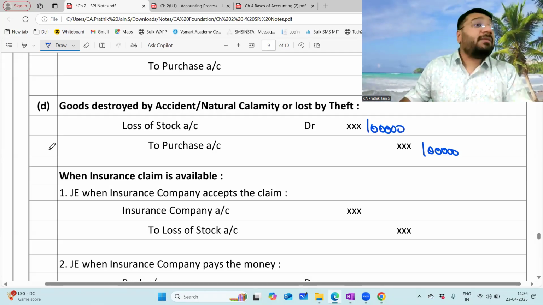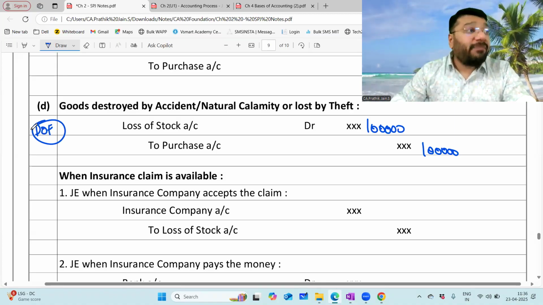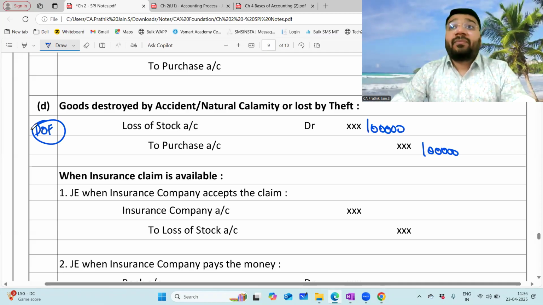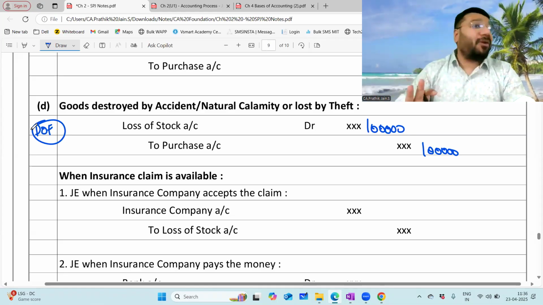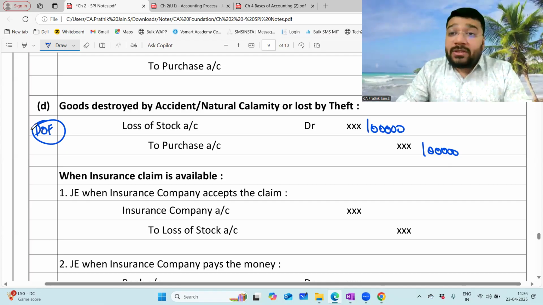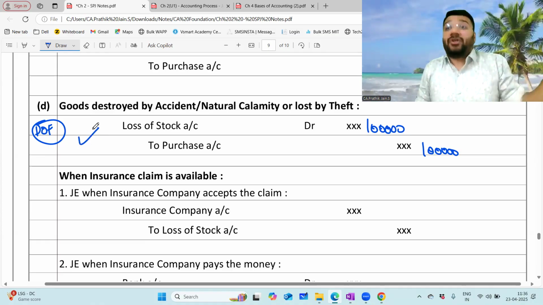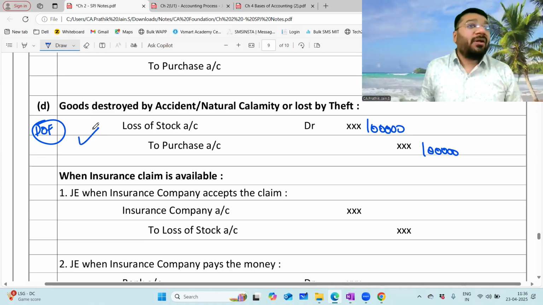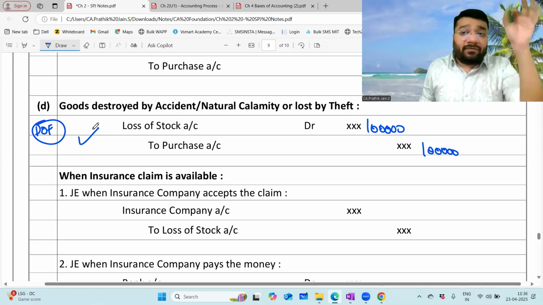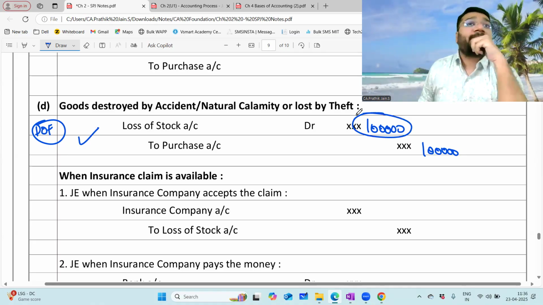Now, this entry, when will you pass? This entry will pass on the date of fire, when the accident takes place. When the theft takes place, whenever the accident takes place, on that date you will record the loss. Because on that day, the insurance company will not come and tell you 100% that they will give you the money or not. So that day you don't know whether the money will come or not. So adopting the prudence concept, we record the loss in the books. What is the prudence concept? The prudence concept says that you record all your anticipated losses. Today, since I have no confirmation from the insurance company, I'm believing that this money will not come to me. So the accountant on the date of fire, accident, or theft will record the entire 1 lakh rupees in the loss account. Tell me, okay or not okay?